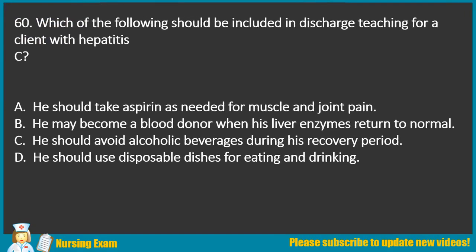Question 60. Which of the following should be included in discharge teaching for a client with hepatitis C? A. He should take aspirin as needed for muscle and joint pain. B. He may become a blood donor when his liver enzymes return to normal. C. He should avoid alcoholic beverages during his recovery period. D. He should use disposable dishes for eating and drinking.